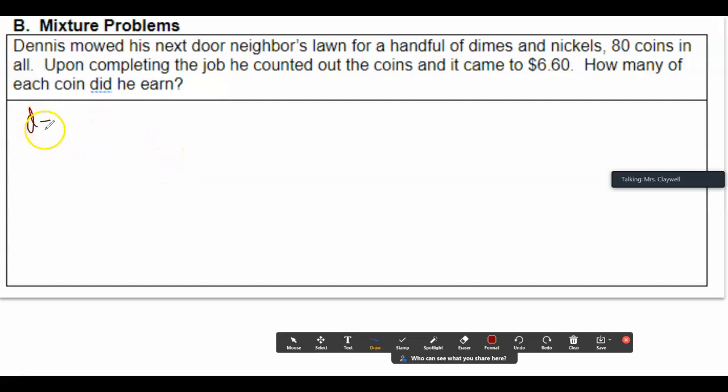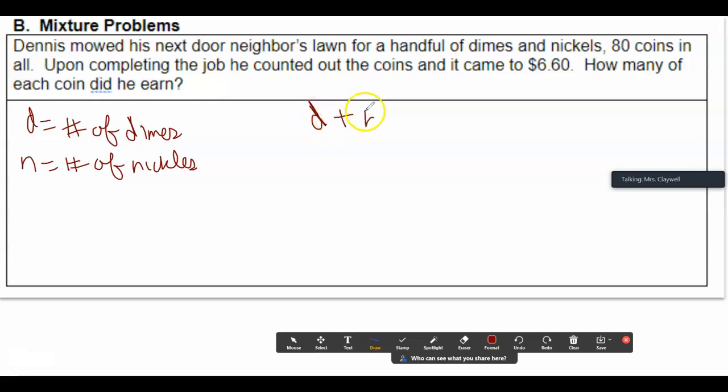So we can use D for number of dimes, or you can use X and Y. N is number of nickels. So we have dimes plus nickels equals 80. A dime is worth 10 cents, a nickel is worth 5 cents. And that'll get us 660.